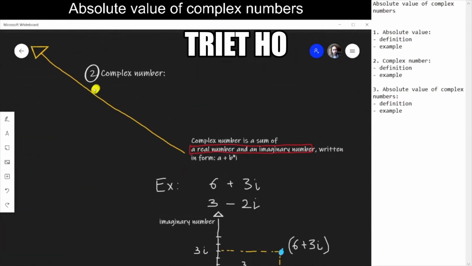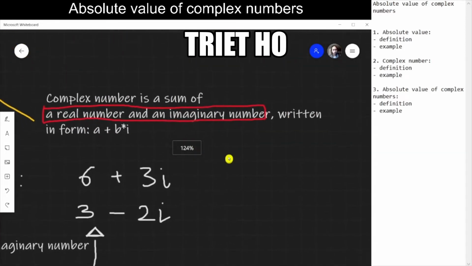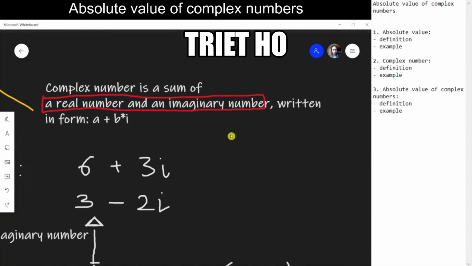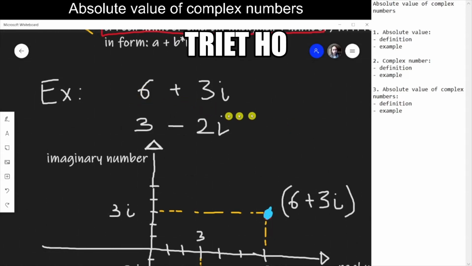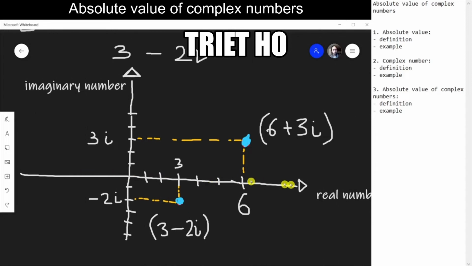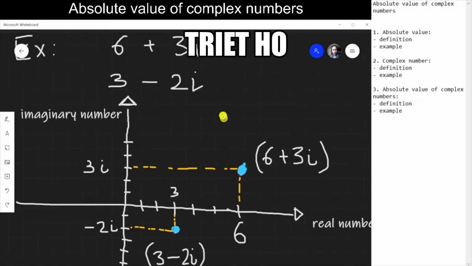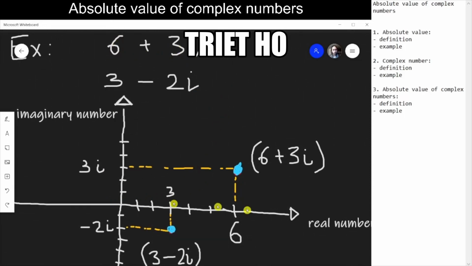Alright, so the second one is the complex number. By definition, a complex number is a sum of a real number and an imaginary number written in the form a plus bi. For example, we have 6 plus 3i. So we have the x-axis as the real number and the y-axis as the imaginary number. So for 6 plus 3i, 6 on the real axis and 3i going up because it's positive on the y-axis, the imaginary axis. So we have 6 plus 3i.